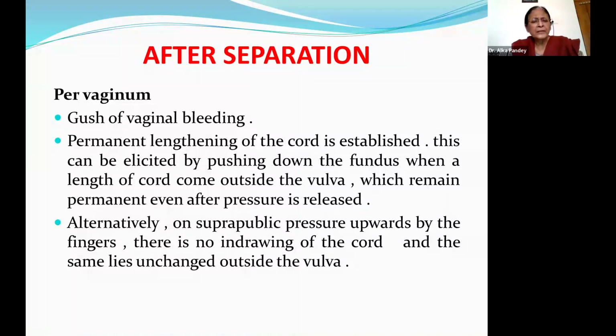Now, once the placenta separates, what happens? This is followed by a gush of vaginal bleeding. There is lengthening of the cord, and this can be elicited by pushing down the fundus when a length of cord comes outside the vulva, which remains permanent even after the pressure is released. Alternatively, on suprapubic pressure upwards by the fingers, there is no indrawing of the cord, and the same lies unchanged outside the vulva. Next slide.